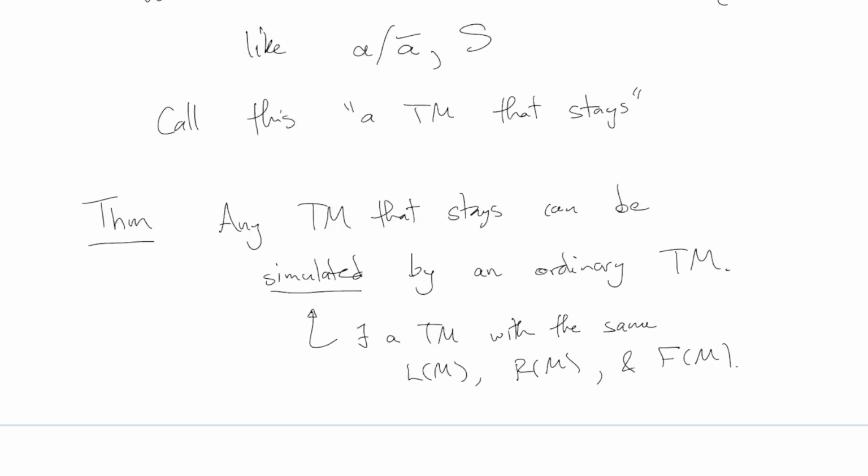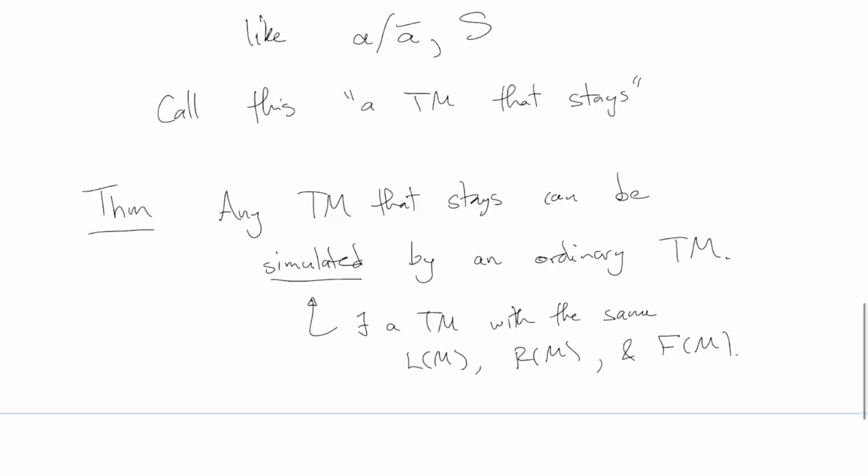Meaning, whatever you can do with the Turing machine that also stays, you can do the same thing with an ordinary Turing machine, which always moves left to right. This is what I'm saying here. All right? And that's what I mean by simulated. One machine can simulate another, even if they have different capabilities. Whatever the one can do, you can do on the other one. And whatever the other one can do, you can do on the first one.